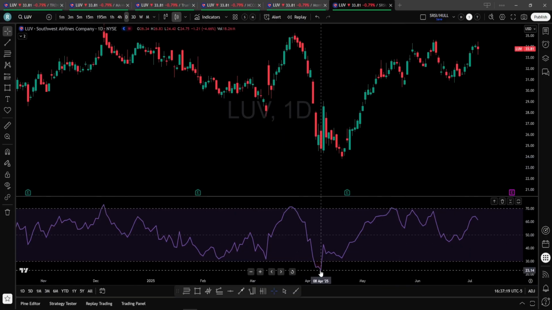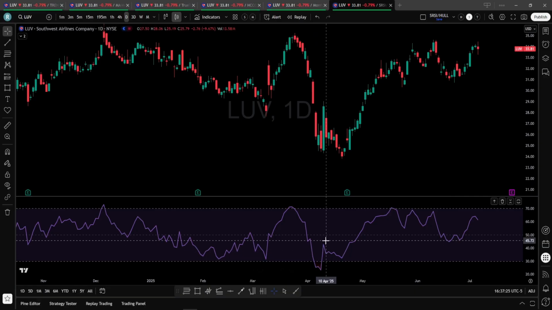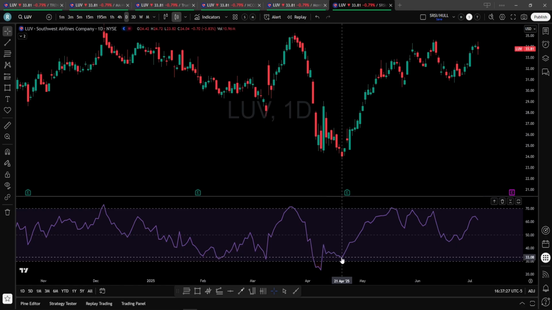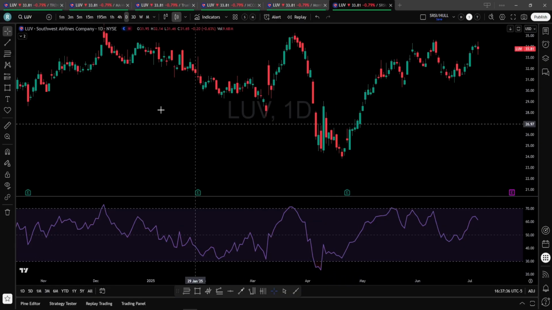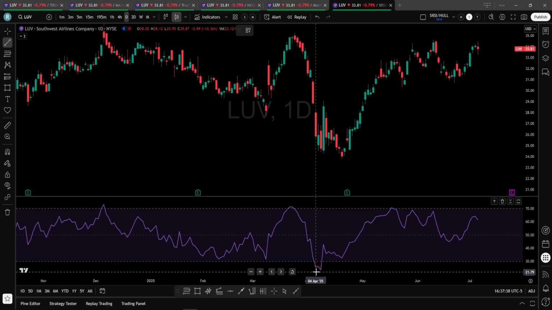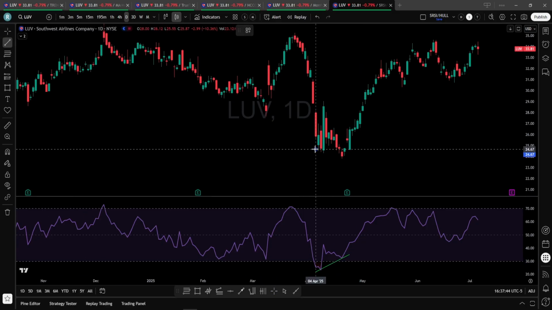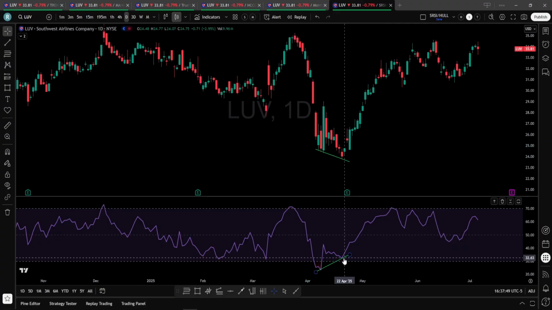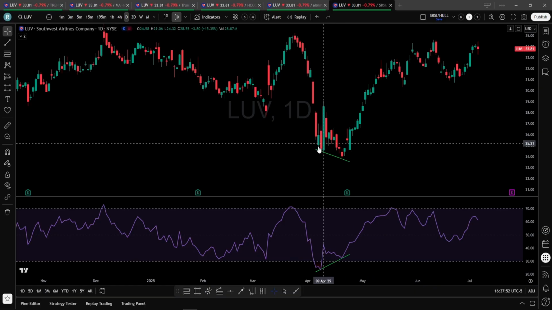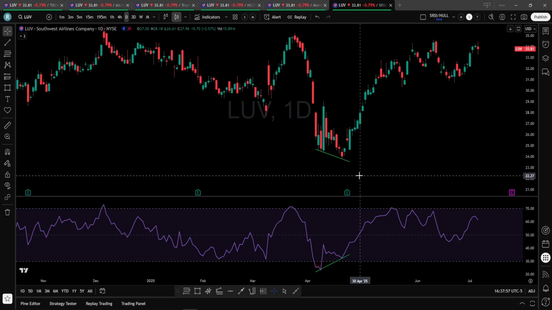It comes down oversold, comes back up, and it makes this swing top in the RSI as price continues to move down to make this low here, which, as you remember, is a bullish divergence. We have a low to a higher low on the RSI, but a low to a lower low in price. This is a divergence. They're not doing the same thing. They're going in opposite directions.